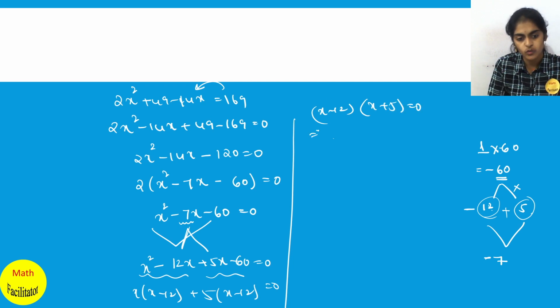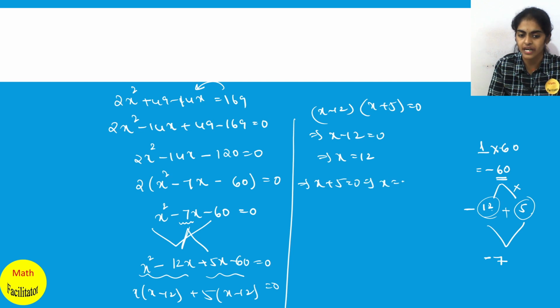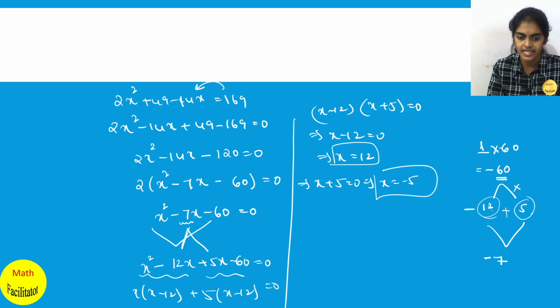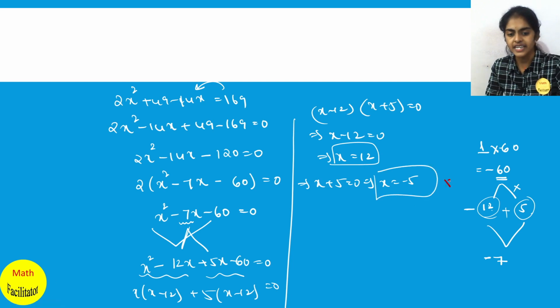So now you can equate x minus 12 to 0, so you will have x value as 12, and also you can equate x plus 5 equal to 0, so you will have x equal to minus 5. Now which are the values you can take? You have x equal to 12 and x equal to minus 5. Which value can I take? I cannot take x equal to minus 5. Can you tell me the reason?